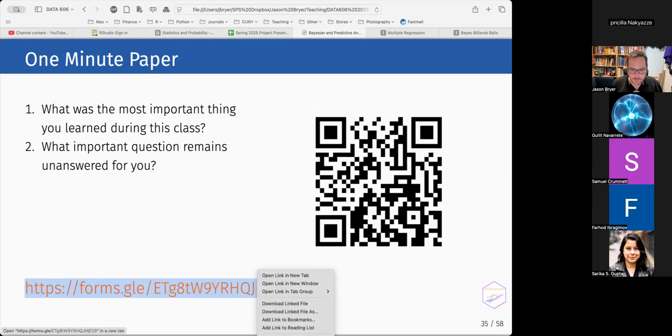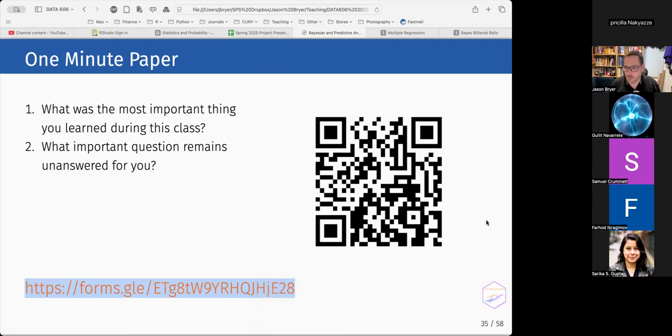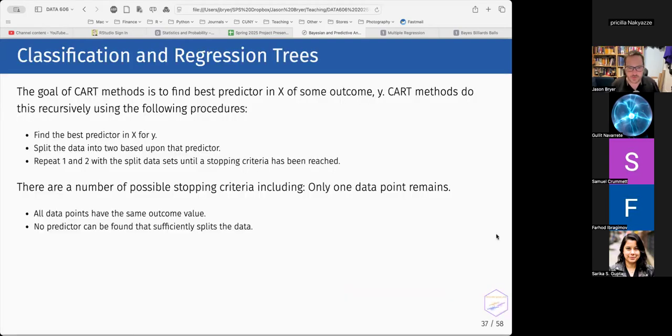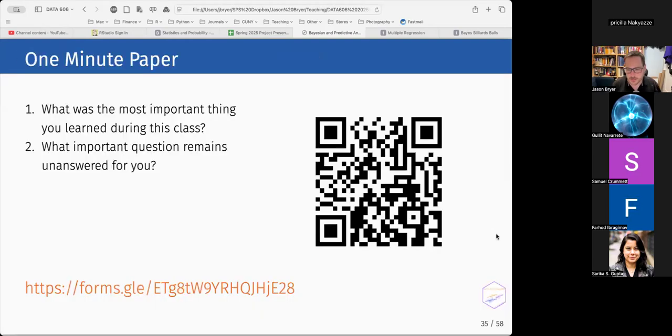Looking at the time and where we are, when I post this slide deck, if you're interested, I have some slides here on classification and regression trees if you want to scan through them later on your own. And if you have questions, you can bring them up next week or in Slack or email, if you like. But that's what I want to cover at this point.